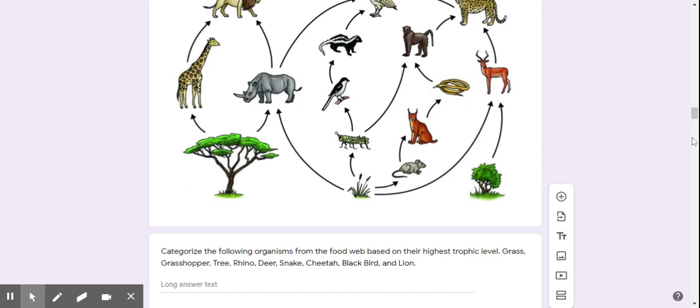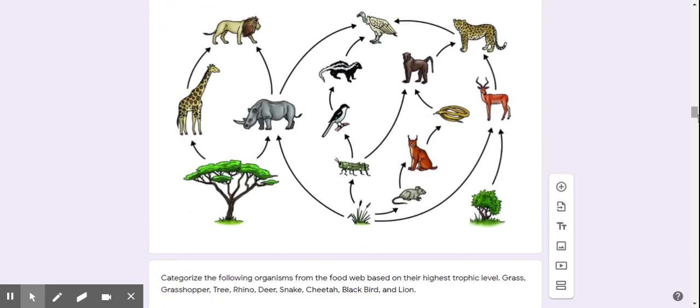Let's go to the cheetah. Now the cheetah has a couple different paths. So let's go to the path on the right first. It has the bush to the deer to the cheetah. So the bush is producer, the deer is going to be primary consumer. That'll make the cheetah a secondary consumer. But we don't know if that's the highest level for the cheetah yet.